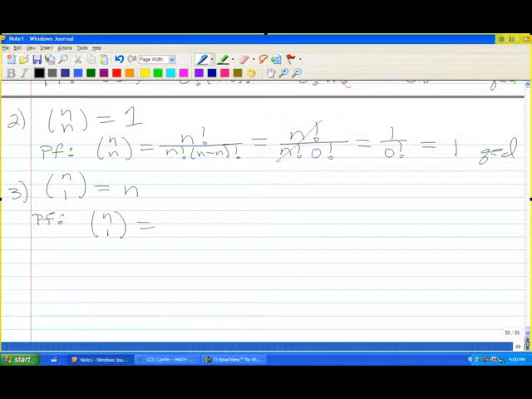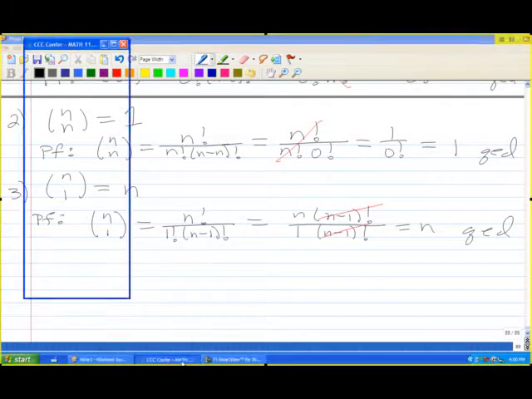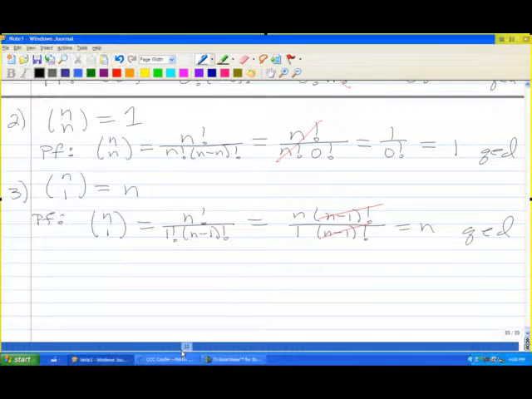And so I have that nC1 is equal to n factorial over 1 factorial times n minus 1 factorial. But again, n factorial is just n times n minus 1 factorial. 1 factorial is just 1. The n minus 1 factorials cancel. n divided by 1 is just n. And so I'm done. Any questions about that? Okay.